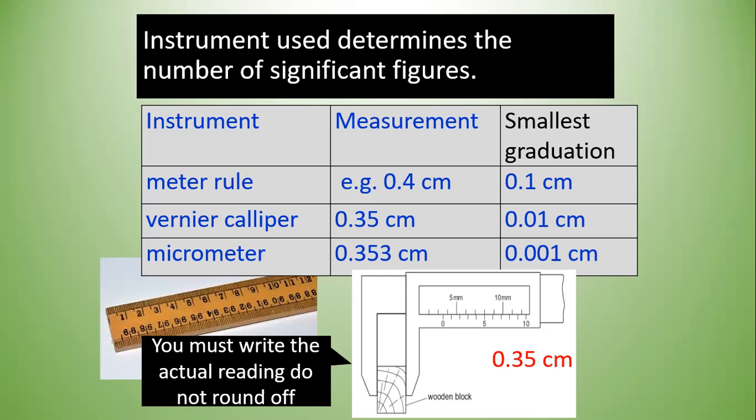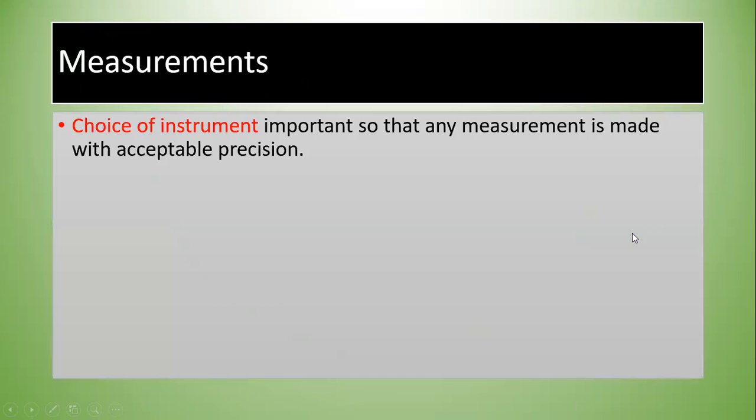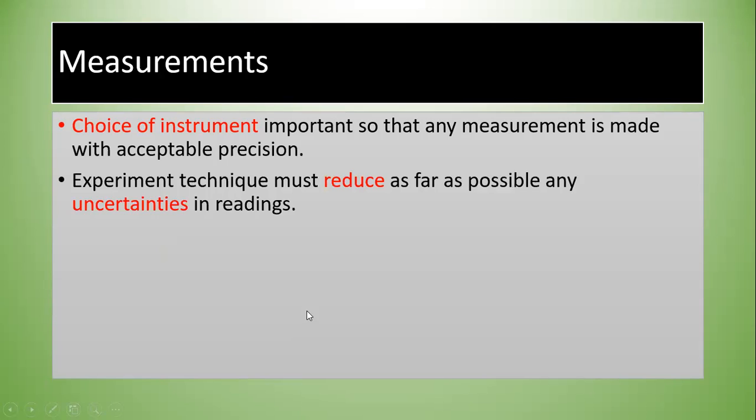Cannot round it off because you use the instrument to measure. You must write to the number of significant figures. So your measurement depends on the choice of the instrument. We choose the instrument to get the acceptable precision. And our experimental technique must reduce as far as possible any uncertainty in the reading.